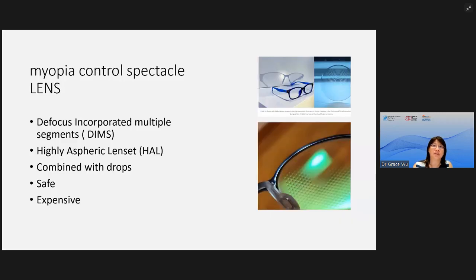Now, another technology which is becoming quite popular and is very new is using myopia control spectacle lenses. Okay, we call it DIMS and HAL technology. DIMS is defocus incorporated multiple segments. HAL is highly aspherical lenslets. And what this optical system basically does is trick the eyes so that the brain believes that they are in the outdoors. And it causes this hyperopic blur.